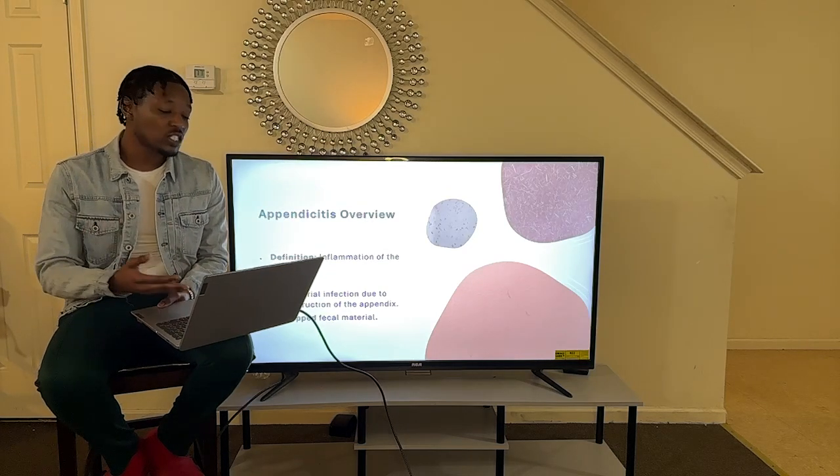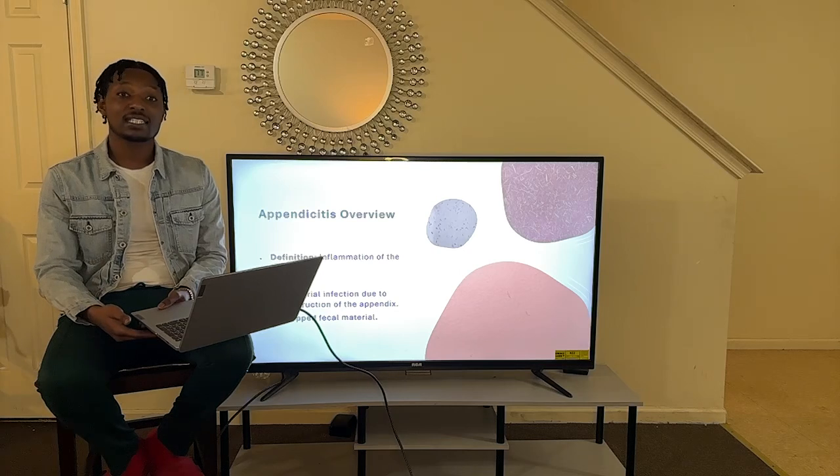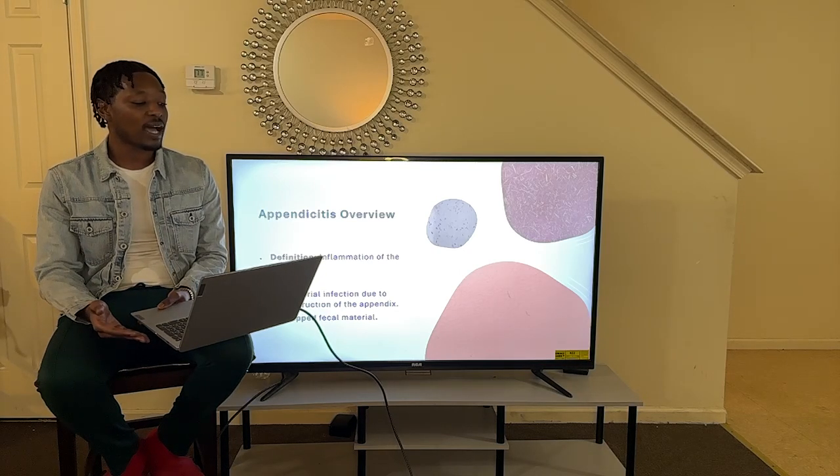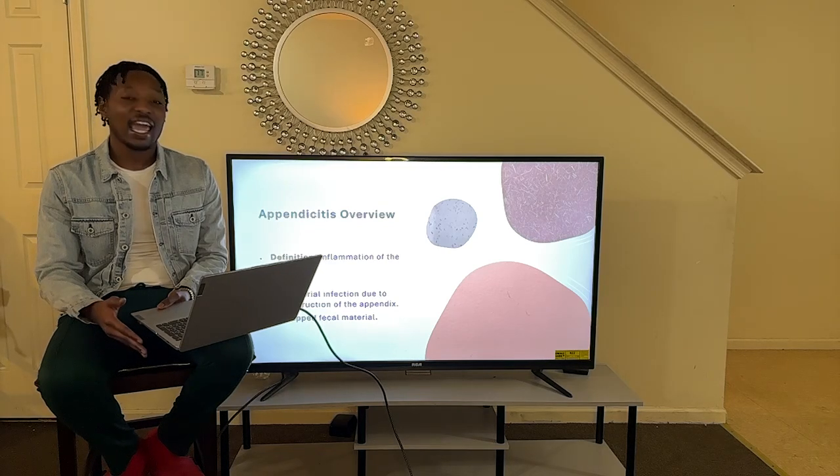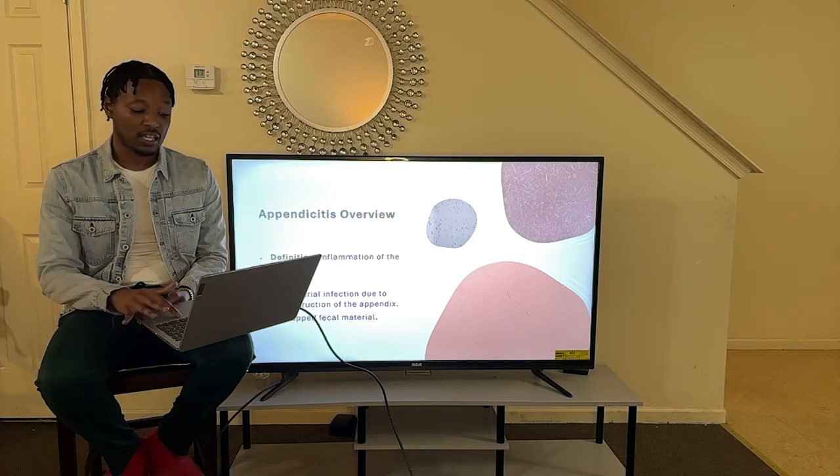Appendicitis. Now let's talk about the appendix. Appendicitis is an inflammation of the appendix. This is caused by a bacterial infection due to the obstruction of the appendix. This happens when you have trapped fecal material left inside the appendix.